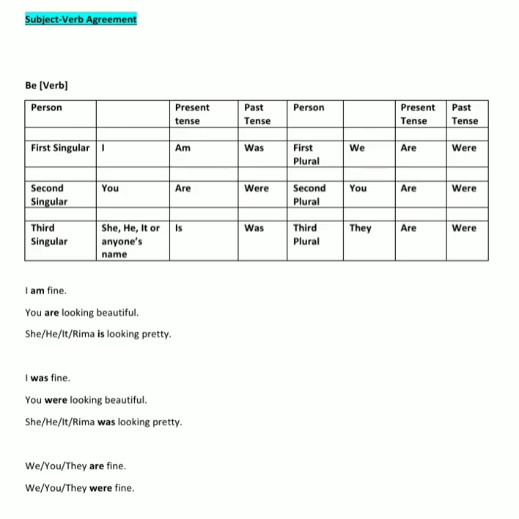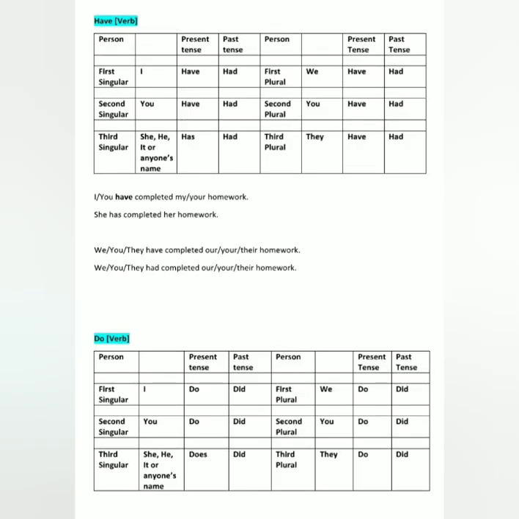Okay, now when we use the verb have, with first person I and with the second person you, we use have when we are talking in present tense, that is I have completed my homework, you have completed your homework. Now when we talk about the third person singular, that is he, she, it, or anyone's name, we use has in present tense, like she has completed her homework, he has completed his homework. But in past tense, with first, second, and third person, we use had. Like I had completed my homework, you had completed your homework, he, she, anyone's name had completed his homework or her homework.